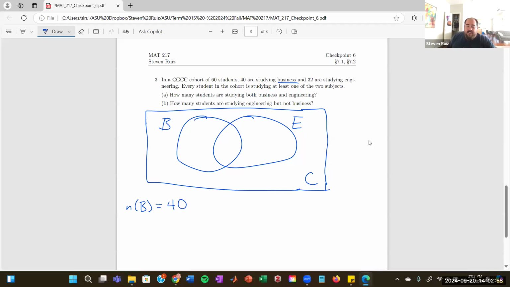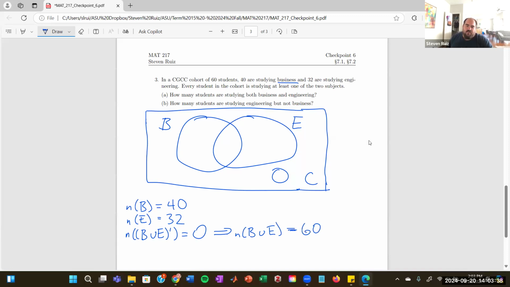The cardinality of B is 40. The cardinality of engineering, or of E, is 32. Every student in the cohort is studying at least business or engineering. So that tells me that the complement of the union of B and E is empty, which tells me that the cardinality of B union E is 60.